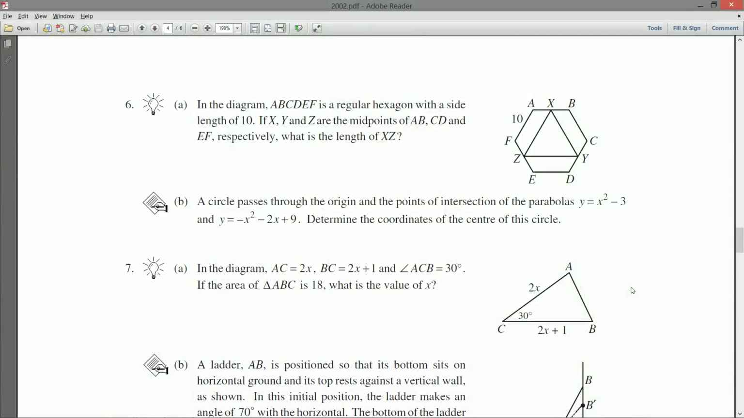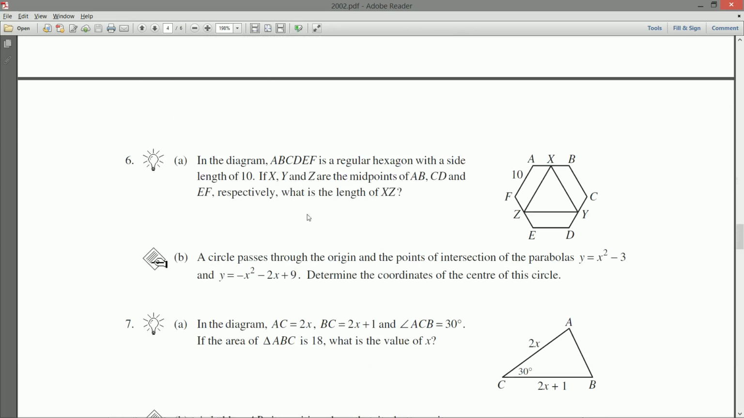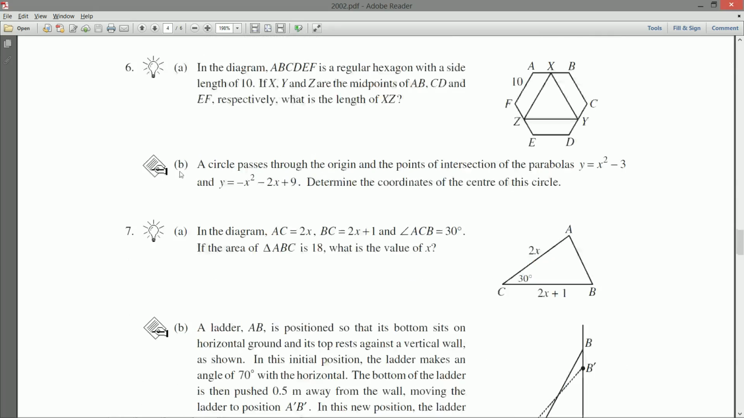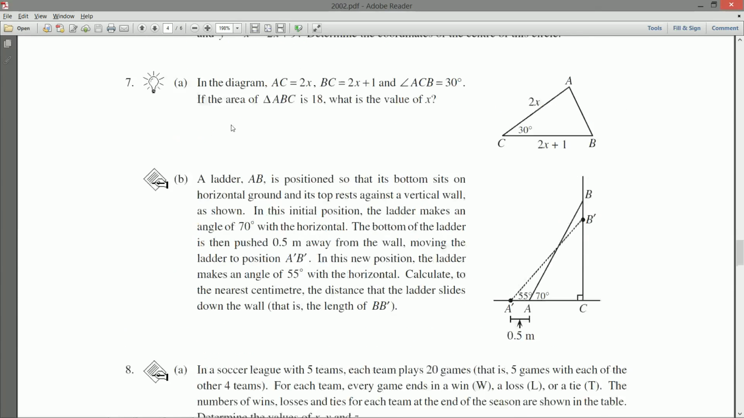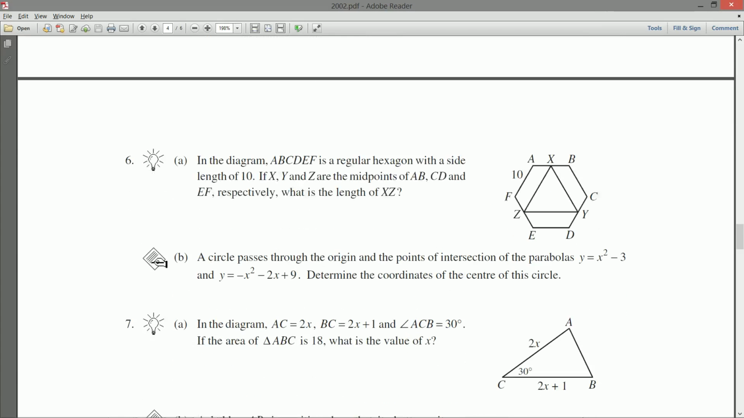I think 4 and 5 were also A and B, with a final answer part and a written portion. And it looks like 7 will also be like that, so we'll look forward to that. But we're taking a look just at question 6 right now.